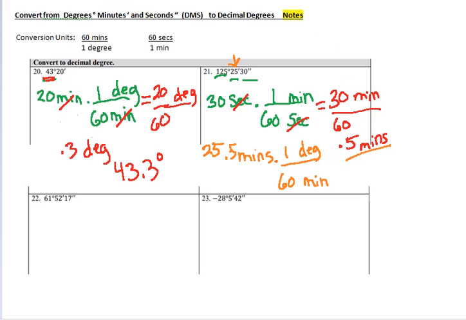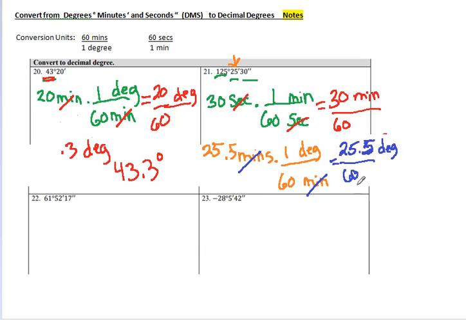And let me get rid of this, because I'm going to make some room. Oops. Okay. Let's do blue. So the minutes cancel the minutes. What we're left with now is 25.5 degrees divided by 60. Oh, boy. It looks like a heart.